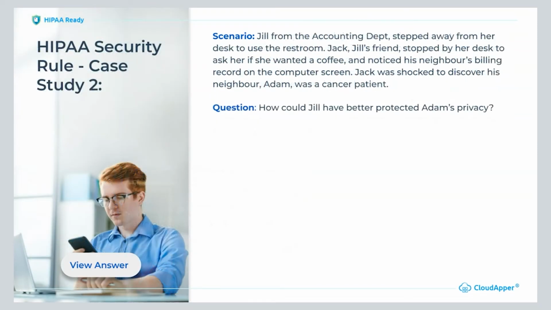Let's do another case study on the HIPAA security rule. Jill from the accounting department stepped away from her desk to use the restroom. Jack, Jill's friend, stopped by her desk to ask her if she wanted a coffee and noticed that his neighbor's billing record is on the computer screen. Jack was shocked to discover that his neighbor Adam was a cancer patient. How could Jill have better protected Adam's privacy?